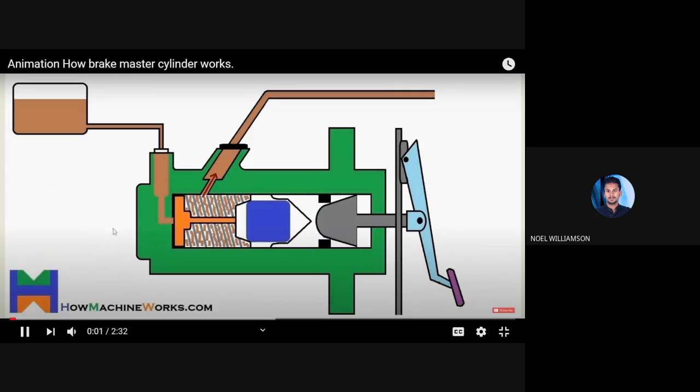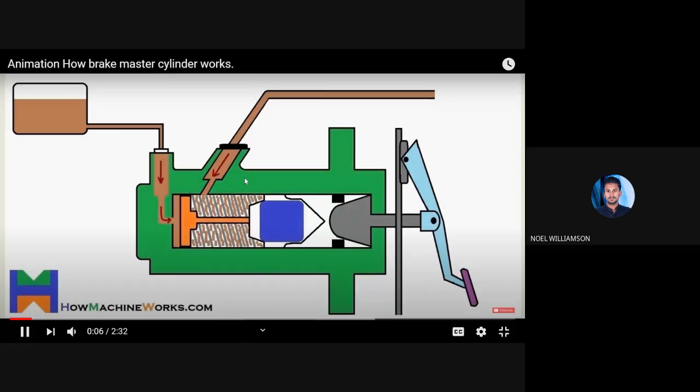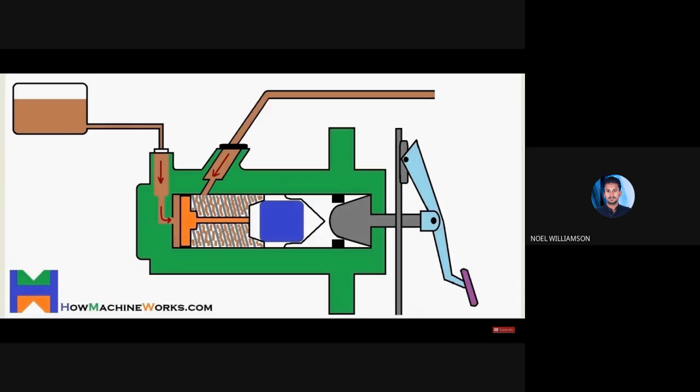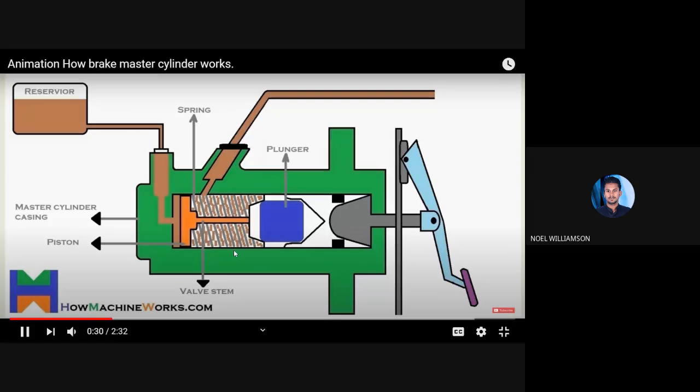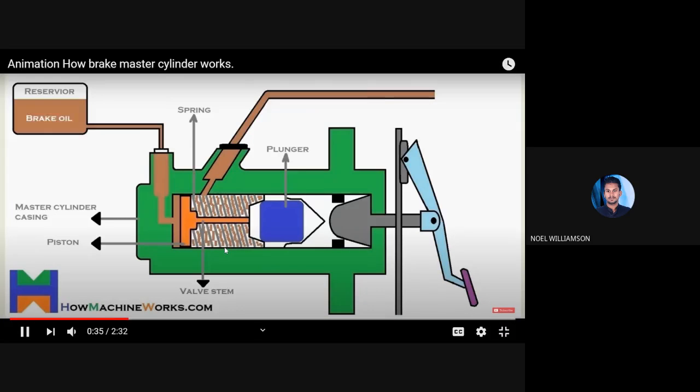Guys, welcome to howmachineworks.com. Today, with the help of this animation, let's learn how a brake master cylinder actually works. First, let's identify the components, then learn the animation for its working. So this is the brake master cylinder casing, which is in green. Then we have the piston, that's the brake master cylinder piston or the valve, and that's the valve stem supporting it. Then we have the springs inside, and there comes our plunger, which actually moves inside. Then we have the reservoir which stores the brake oil, and that's the brake oil in brown.